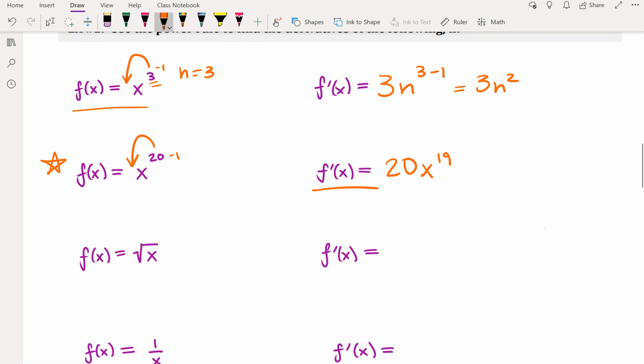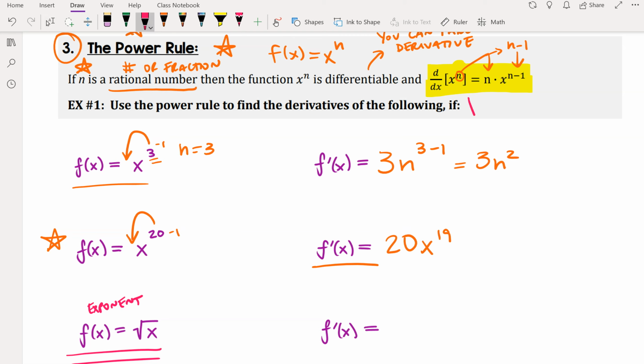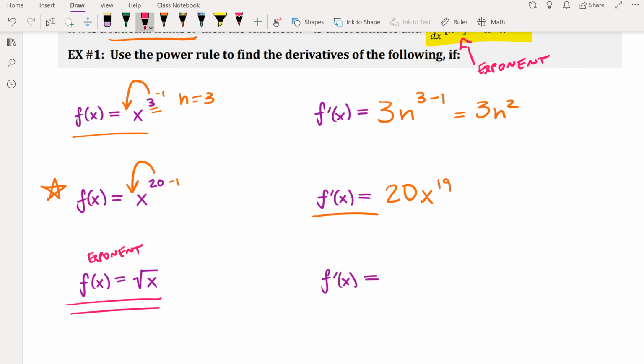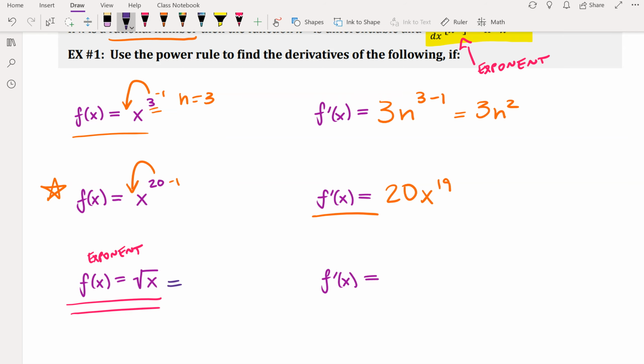I want you to try this. Oh wait, just kidding. Let's rewrite this one first. Sometimes you will need to rewrite this to get it with an exponent. This rule requires that you have an exponent, right? So we need to turn this square root into an exponent, and hopefully we remember what the square root of x is the same as. So before I even take a derivative, I'm just going to rewrite this with the square root as an exponent. So square root of x equals x to the 1/2.